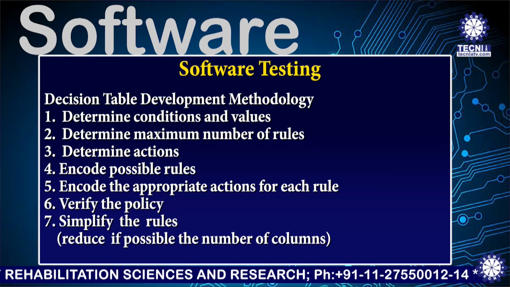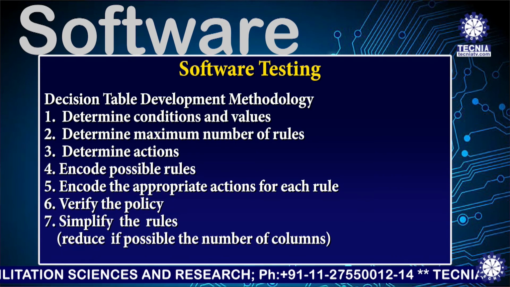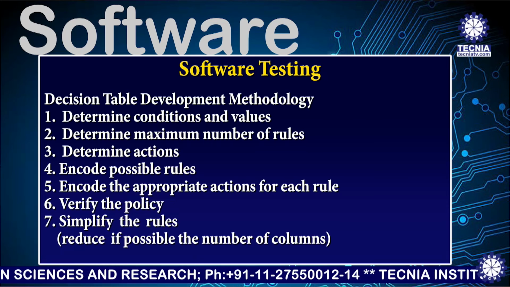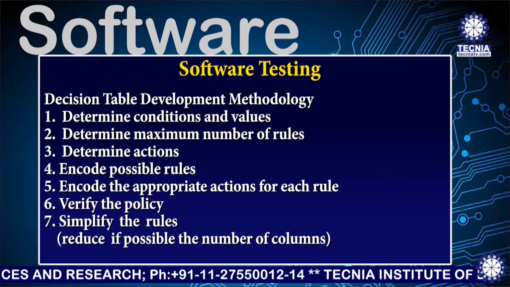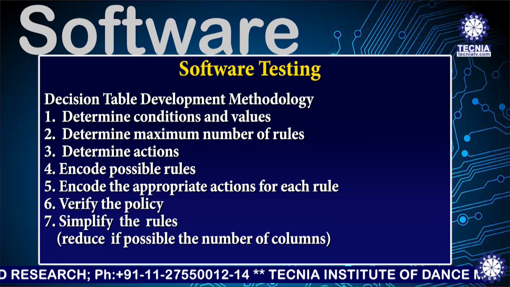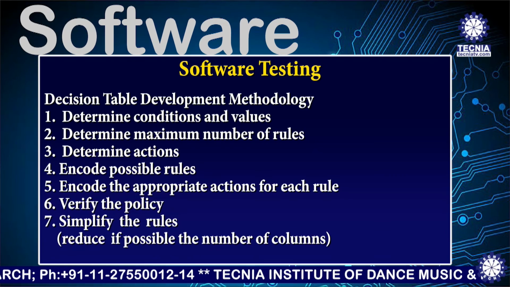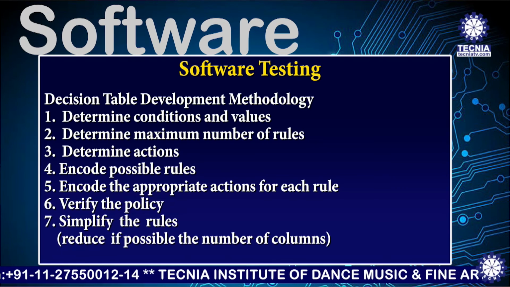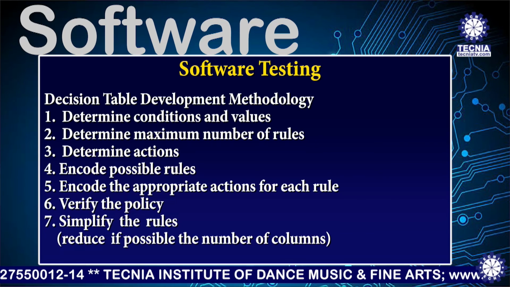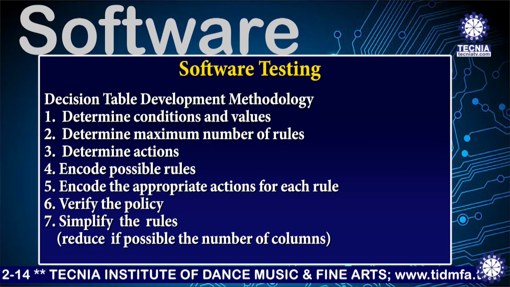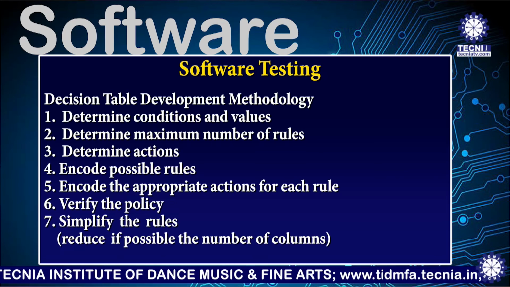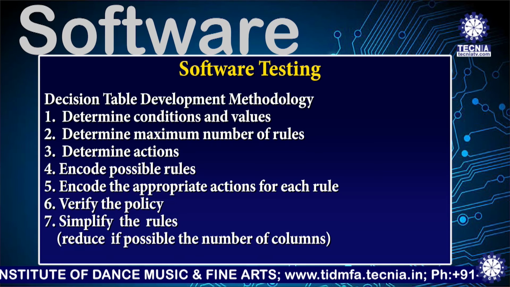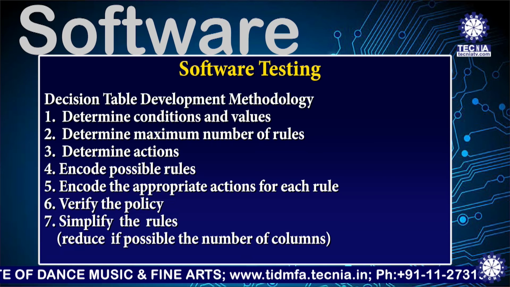So in making decision tables, we must specify how many rules there are. Rules must be simple, we must verify the policy, and we must mention the action corresponding to all the conditions. So these are the points which we mention in making any decision table.